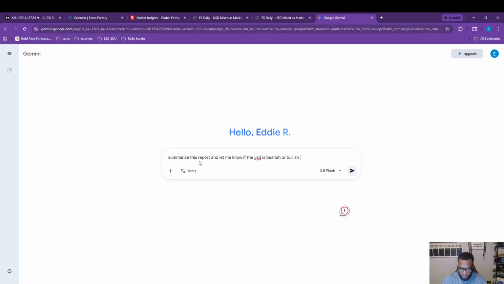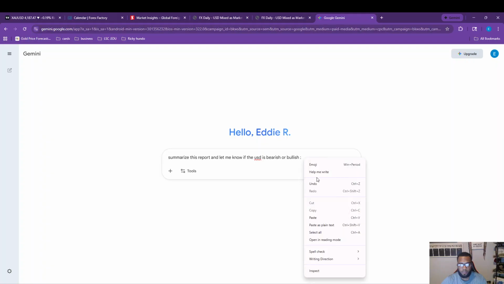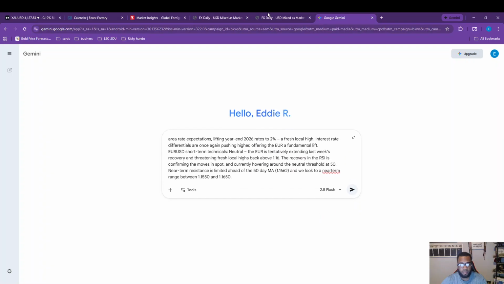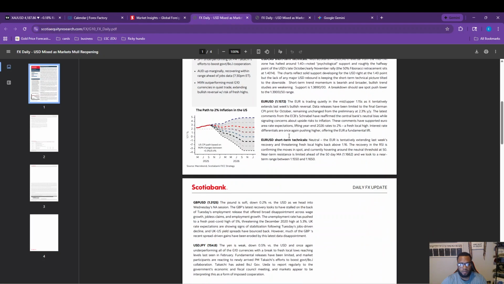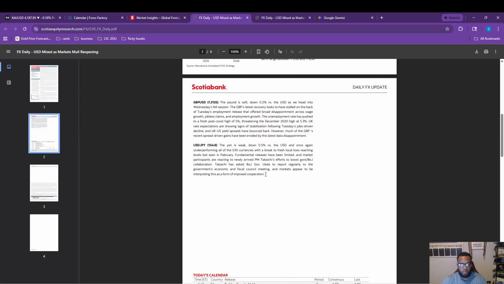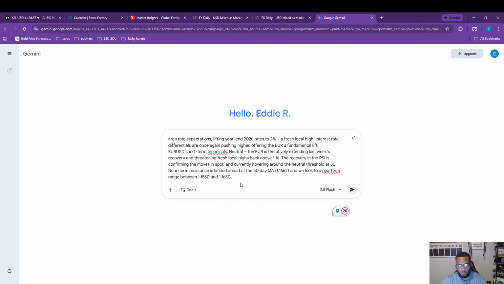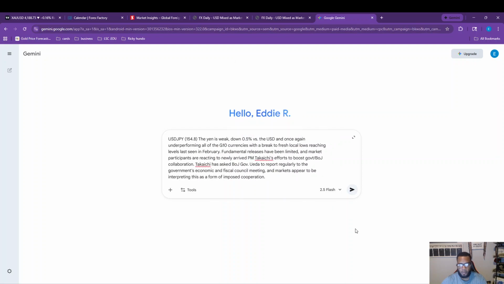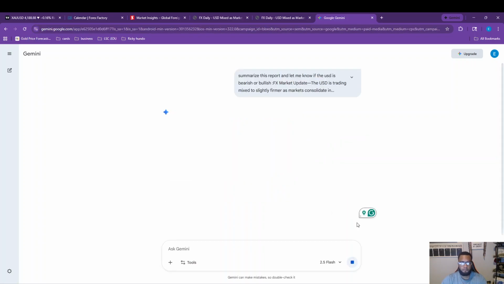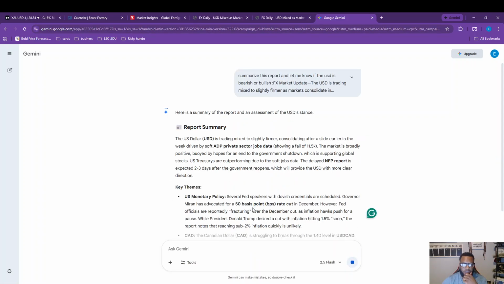Bullish, right? Boom. So this is what I do, and then the report that I just got from Scotiabank, I'll paste it. I think I still had, I think I got this little portion here. Copy, go back to the Gem, paste it, enter. And it kind of just breaks it down.